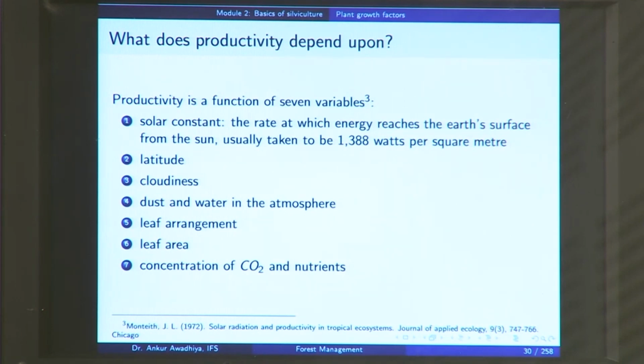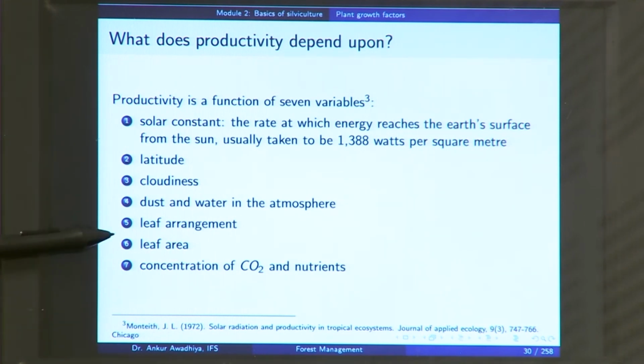Then it also depends on the leaf arrangement of the plants. So, typically we find that plants arrange their leaves in such a manner that they are able to absorb the maximum amount of sunlight, but then with different species there can be different leaf arrangements, and one leaf arrangement could be more efficient for a plant than some other leaf arrangement.